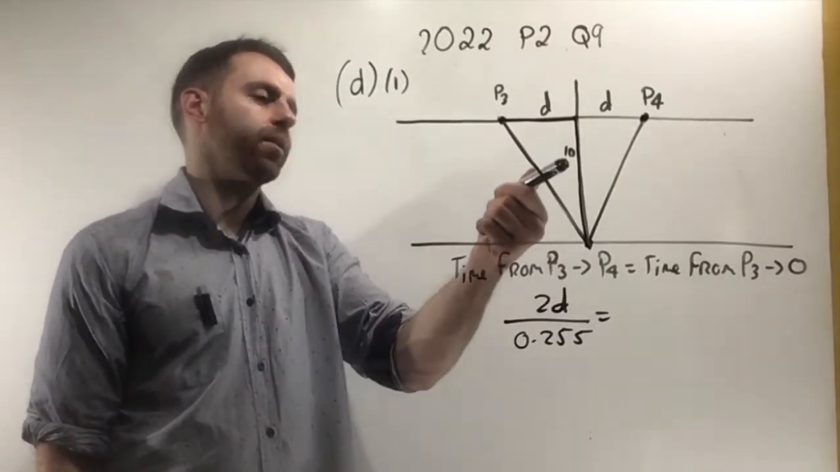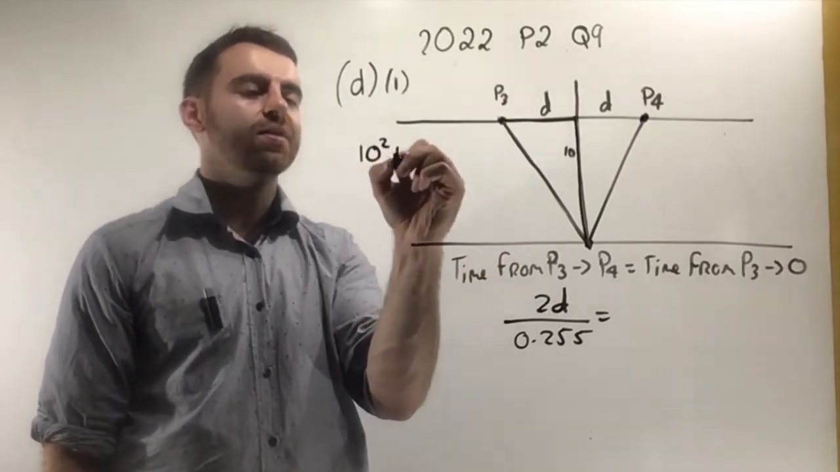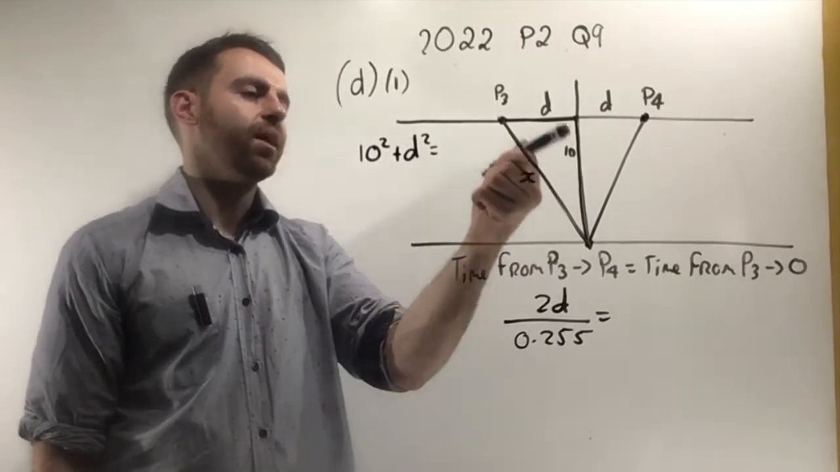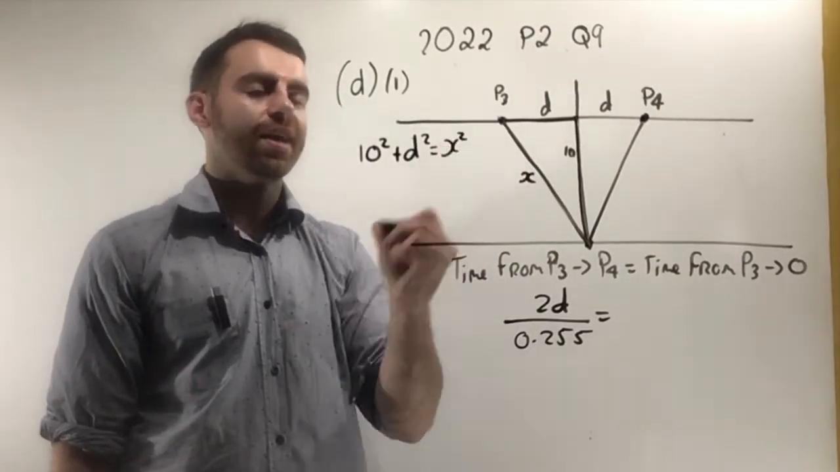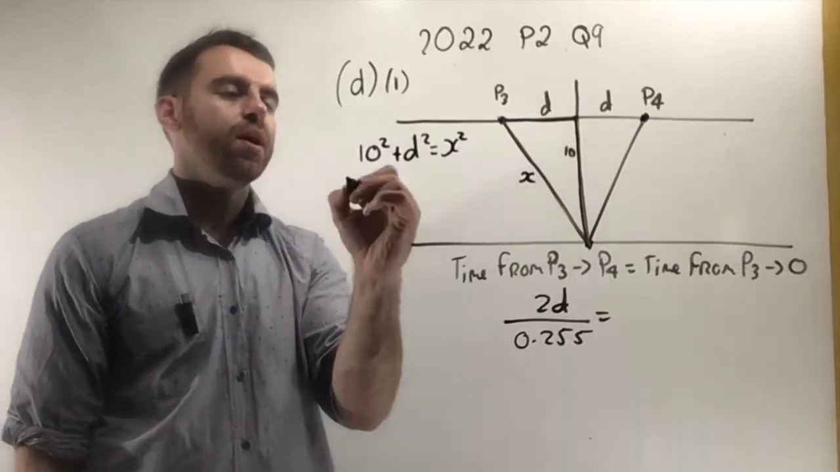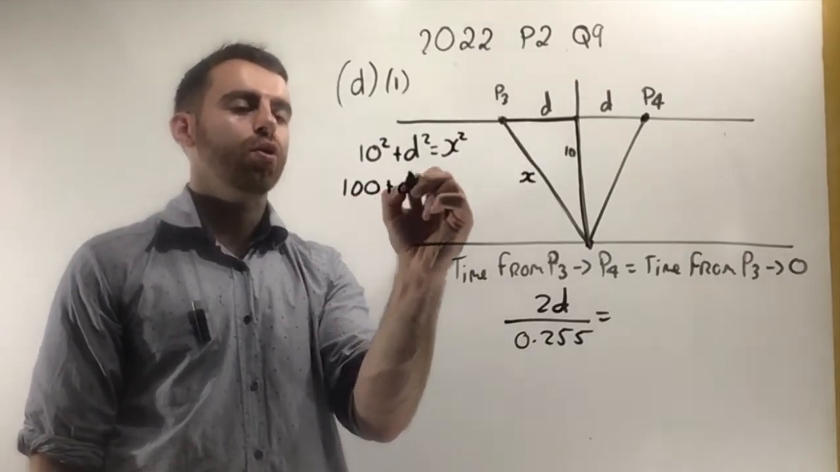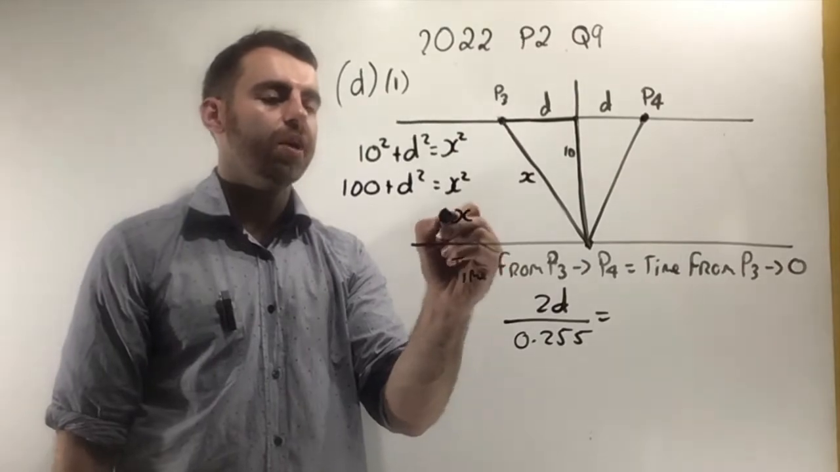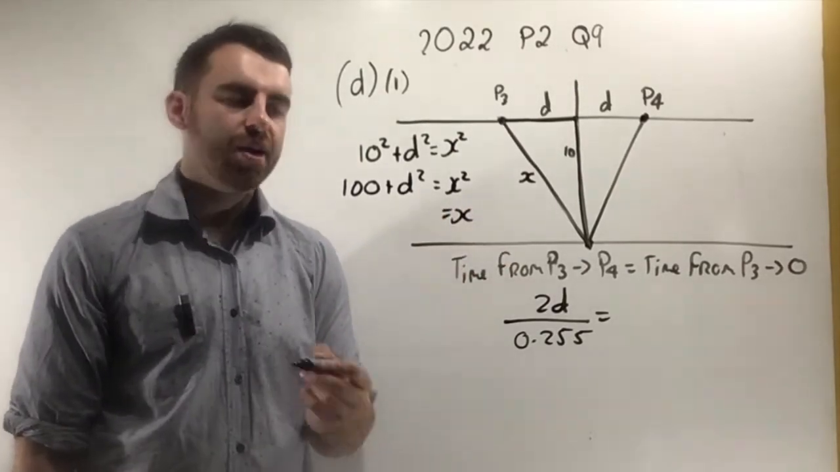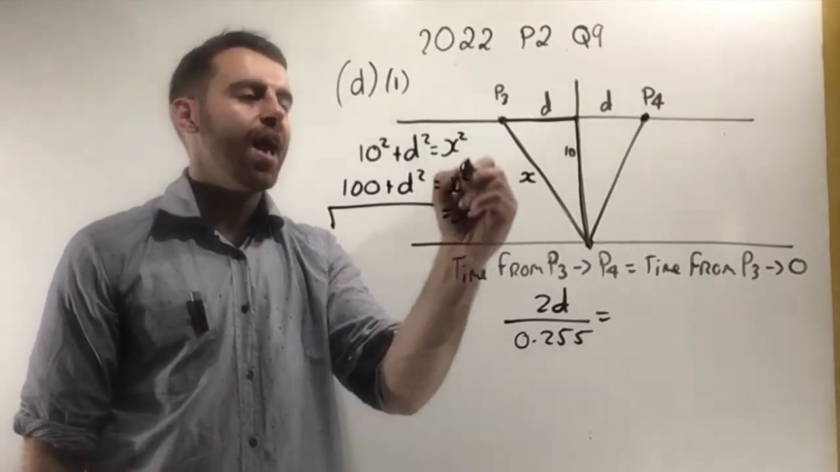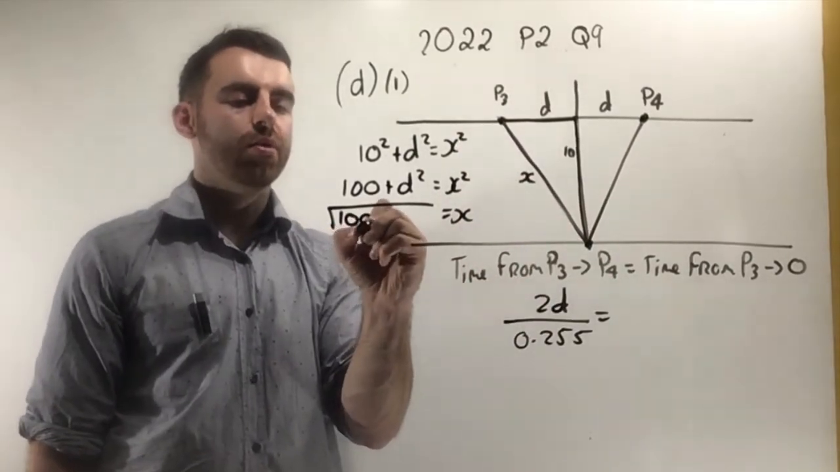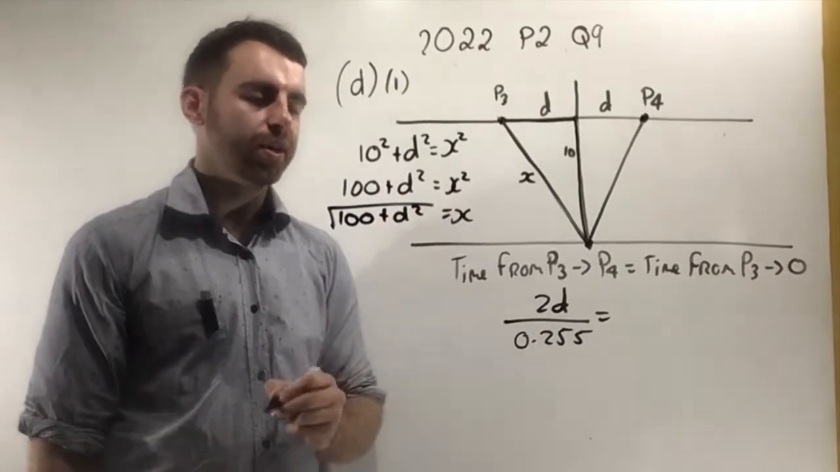So if I was using Pythagoras here, I would say that 10 squared plus d squared, and I'm calling this x, so 10 squared plus d squared is equal to x squared, which is my hypotenuse. 10 squared is 100, so I get 100 plus d squared is equal to x squared. Obviously I'm not concerned with x squared, I'm concerned with x, so I take the square root of both sides. x, this distance from P3 to Oscar, is the square root of 100 plus d squared.